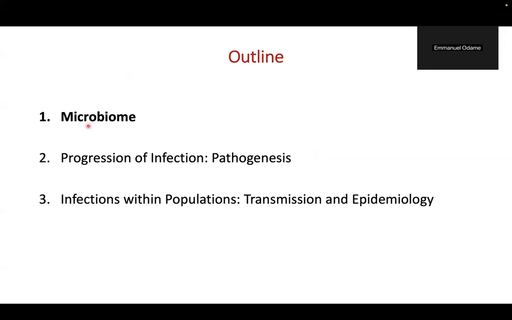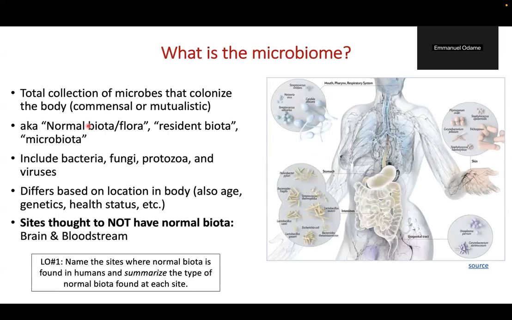So first, let's focus on the microbiome. The microbiome is basically the total collection of all microbes in your body, the microbes that have colonized the body. They are also known by several names such as resident microbiota, or normal biota or flora. They include a full range of microorganisms, including bacteria, fungi, protozoa, and viruses. They differ based on the location that they can be found in the body. Also, they can differ due to age or genetics or maybe health conditions.